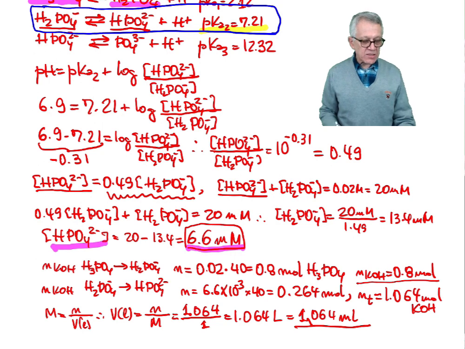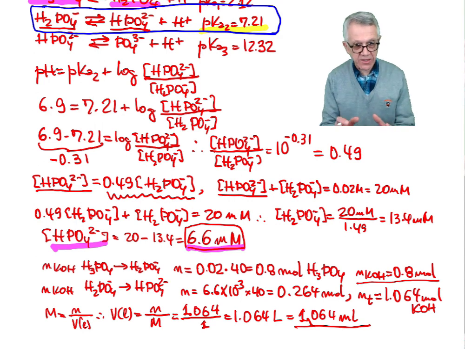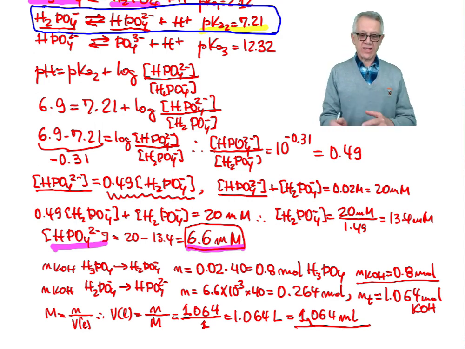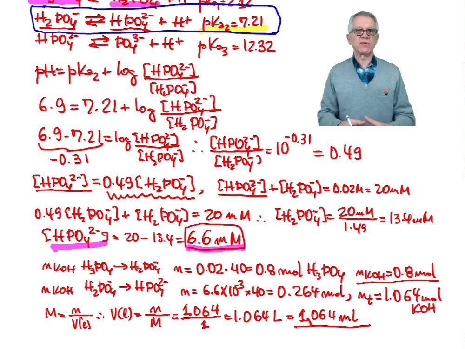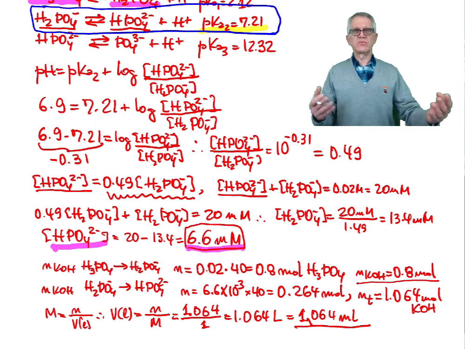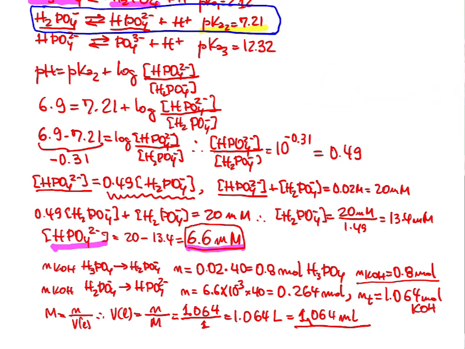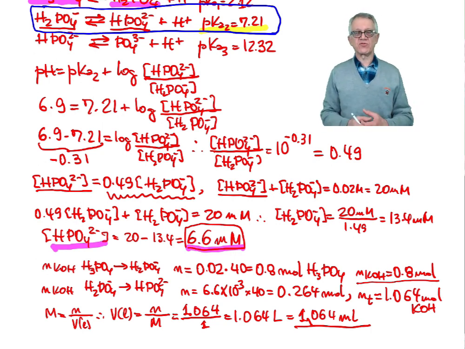Okay, so how do you prepare this buffer again? How much volume do we need of phosphoric acid? It was 400 milliliters of phosphoric acid that we calculated in the beginning. Now we add 1,064 milliliters of KOH. How do you prepare it in practical terms? This is the solution for the problem. But in practical terms, we will put a very large volume of water because this is 40 liters, right? Then we put 400 milliliters of phosphoric acid. Then we start adding little by little potassium hydroxide up to 1,064. And finally, we adjust the volume to 40 liters.